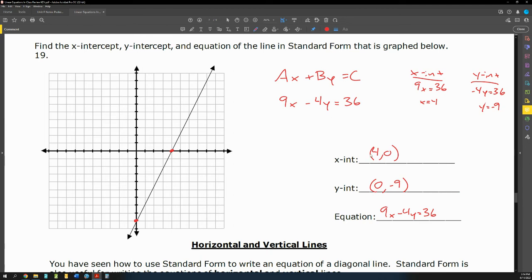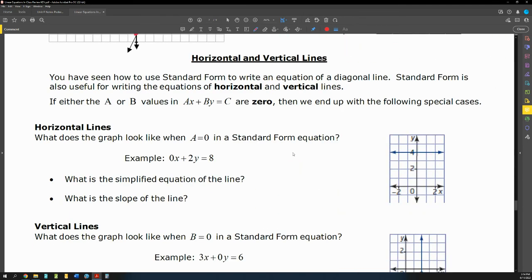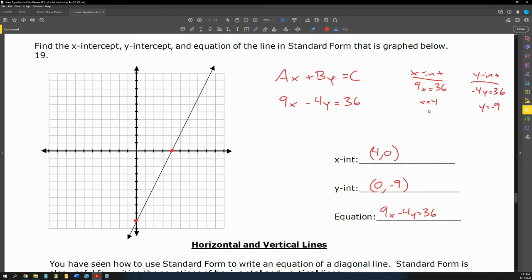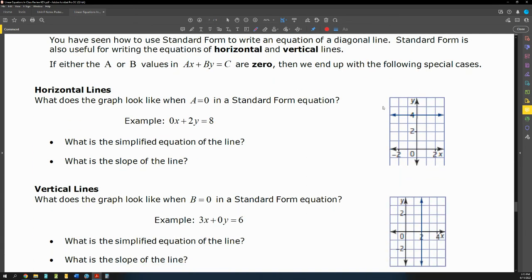The last thing that we're going to talk about today, I know this has been a long one, is horizontal and vertical lines. This one's pretty quick. So if either of the a or b values in standard form are 0, then notice that that whole term cancels and you're just left with an equation similar to these over here, x equals 4 or y equals negative 9, when simplified anyway. So let's take a look at this first example, 0x plus 2y equals 8.